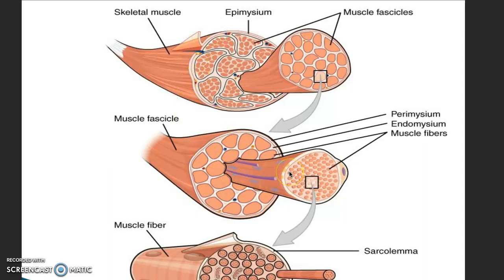And then inside of the muscle fascicle bundles are muscle fibers, which hold the sarcolemma, which is a myofibril. So they are all wrapped together, creating the skeletal muscle.